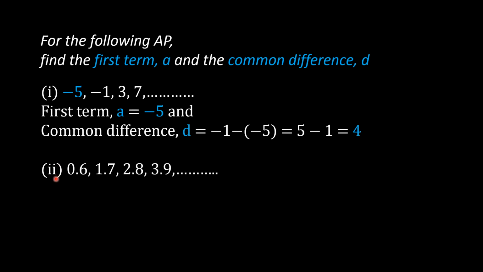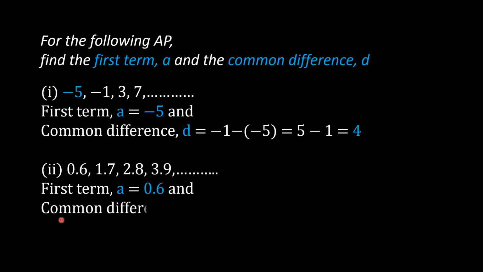The second example, the AP is 0.6, 1.7, 2.8, 3.9, and so on. Here the first term obviously is A, which is 0.6, and the common difference D is 1.7 minus 0.6, which will be 1.1. So the first term is 0.6 and the common difference D is 1.1.